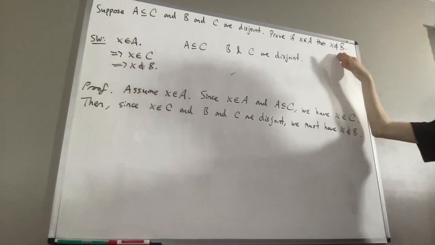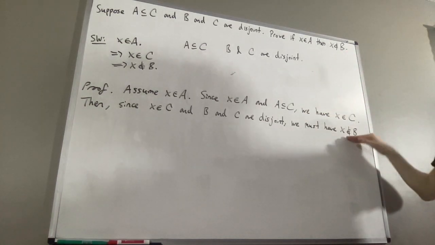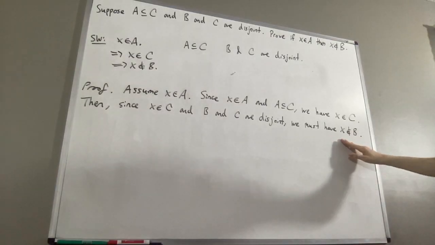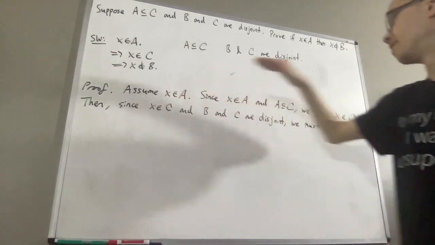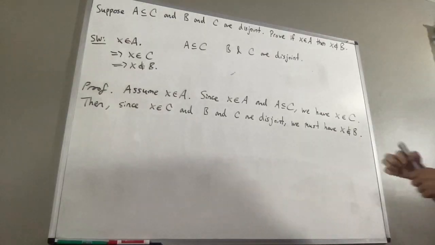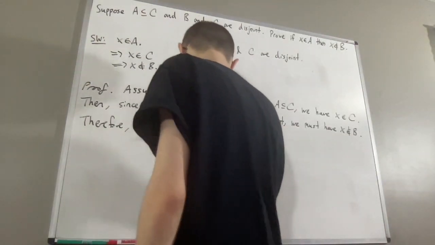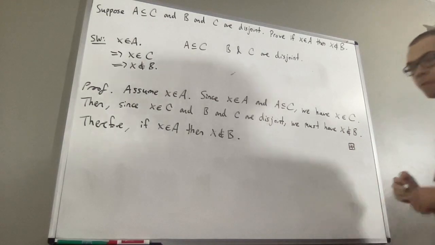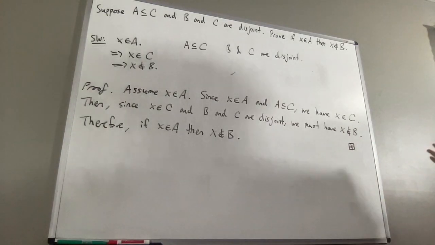And that's it. We have logically deduced what we wanted to logically deduce, which is that X is not an element of B. So we've proven if X is an element of A, then X is not an element of B. So this completes the proof. So now let's look at another example.